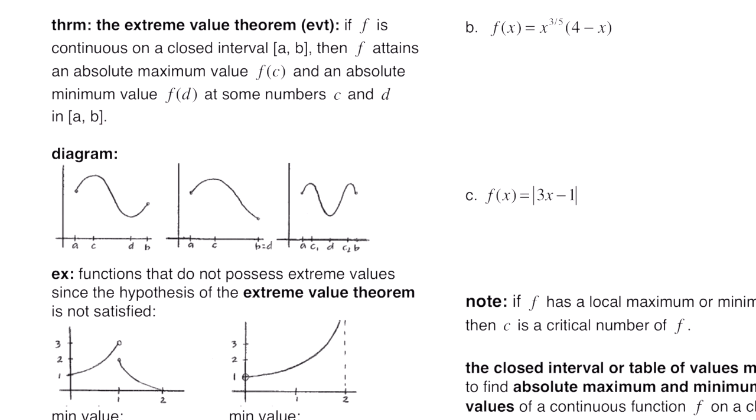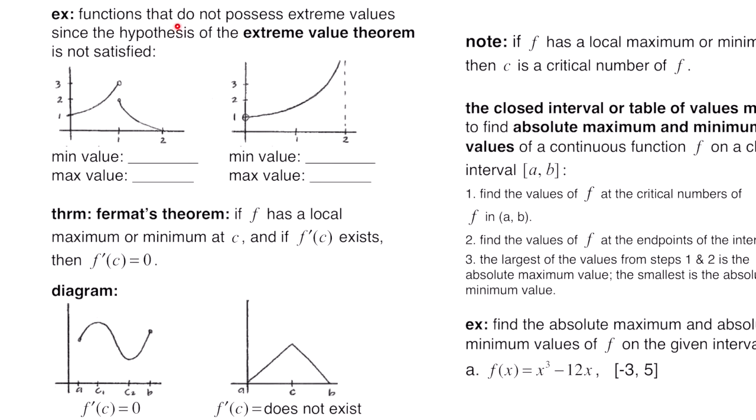So here's a diagram with 3 different graphs. Our first curve goes from a to b, and our absolute max occurs at c, and it's the y value f(c). Our absolute minimum occurs at d, and it's the y value f(d). Here we have the situation where our lowest value, our absolute minimum, occurs at the endpoint, and our highest value is occurring at c, so we have that same f(c) height. And here we have two heights that are equal, and they are our absolute maximum value f(c), and then we have one lowest value f(d).